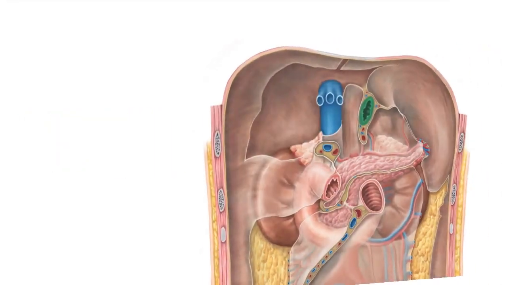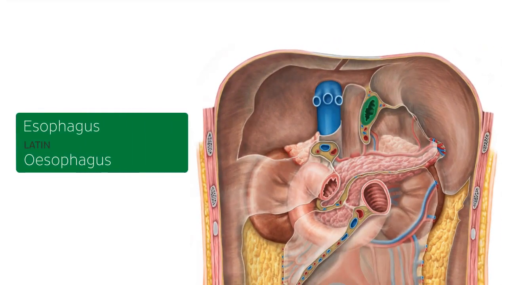Another structure you can see is the esophagus, part of which has been removed in this image. The esophagus is a tube that transports food from the pharynx to the stomach. It's also known as the food pipe and is about 20 centimetres long.